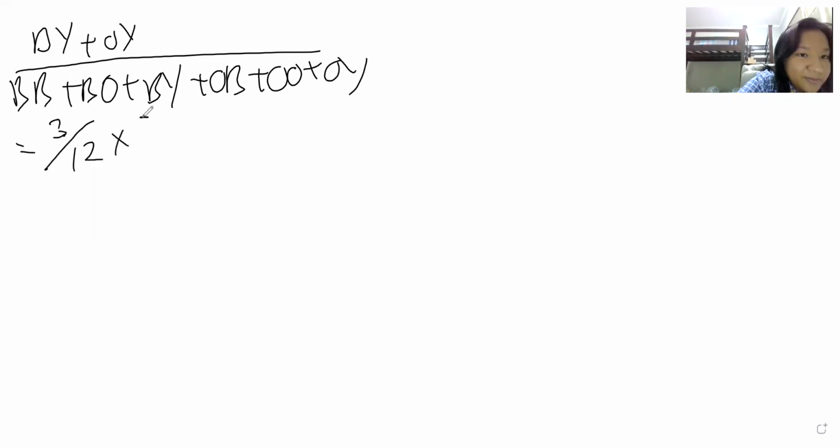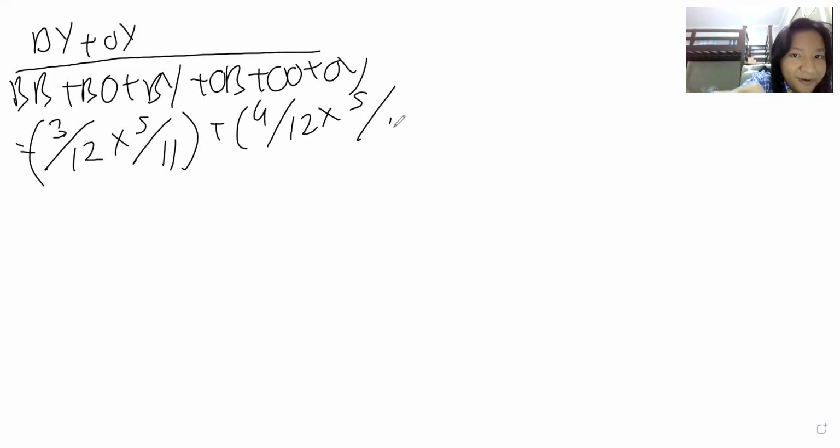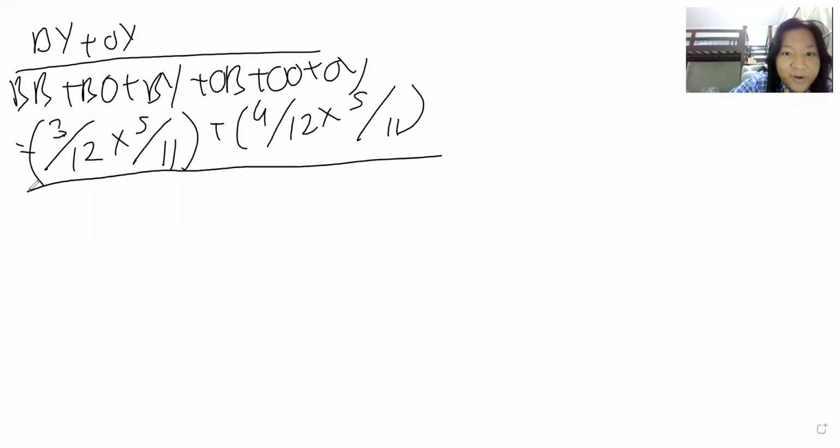And for the blue yellow plus orange yellow, you need to calculate based on the tree diagram that I have drawn before. Blue blue plus blue orange plus blue yellow plus orange blue plus orange orange plus orange yellow. This one is 3 over 12 times 5 over 11. Why 11? Because it's the second take. This one in brackets plus 4 over 12 times 5 over 11. Over, this one is quite long.